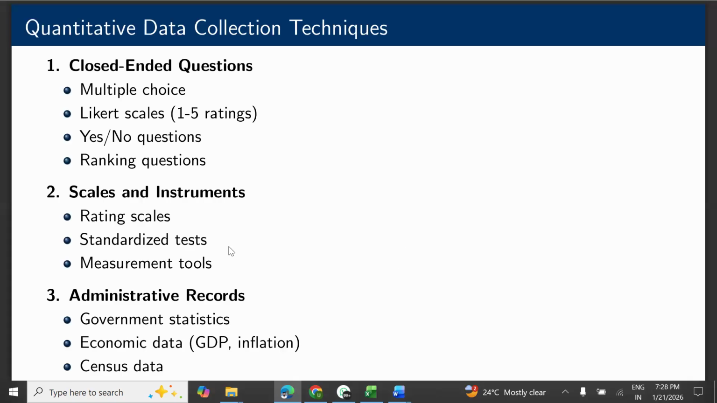Then what are the quantitative data collection techniques? Largely we use close-ended questions like multiple choice, Likert scale 1 to 5 rating, yes or no questions, and ranking questions. The second one is scales and instruments: rating scales, standardized tests, then measurement tools. And also we try to use administrative records like government statistics and economic data like GDP, inflation, and census data.